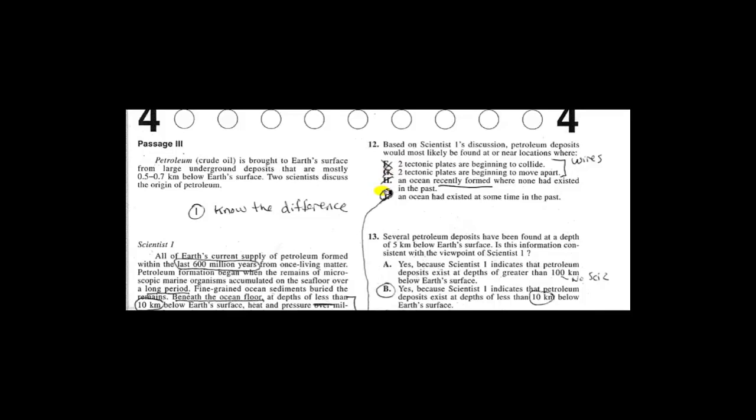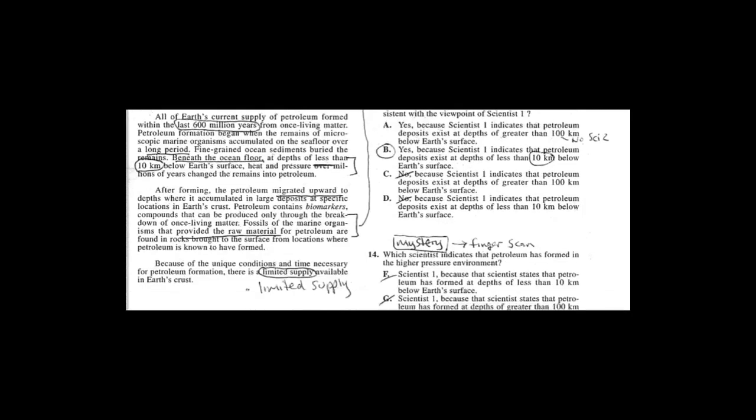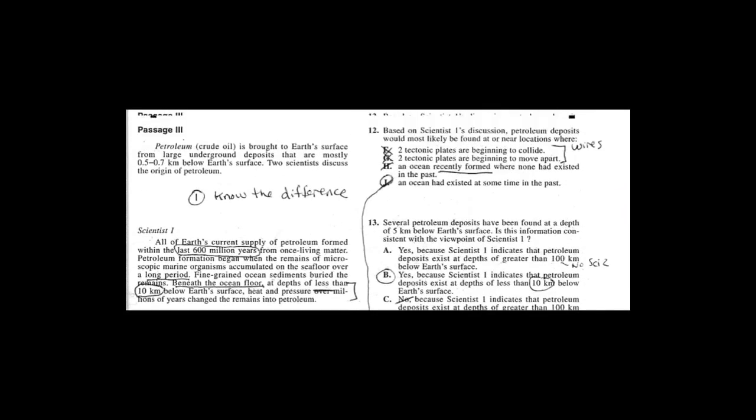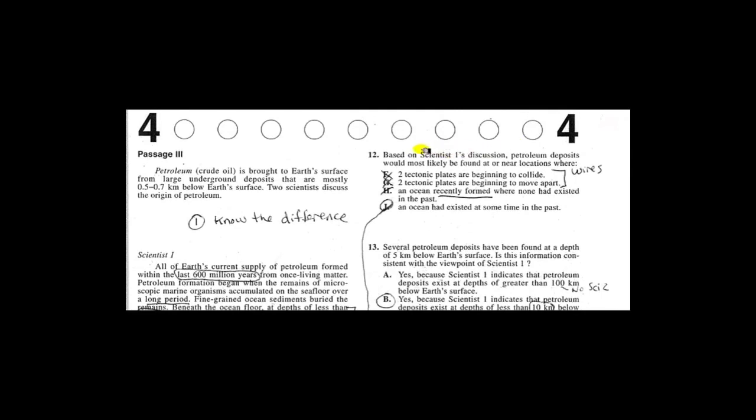We're left with answer choice J, which says an ocean had existed at some time in the past. Well, what is the raw material of petroleum according to Scientist 1? Raw material right here says it is fossils of marine organisms. So if there are marine organisms and they're fossils, that means a long time ago there must have been some type of an ocean there. So that would be the correct answer, and it is located in Scientist 1. Remember, if you're asked about Scientist 1, chances are they're going to give you some wires crossed stuff from Scientist 2. 12, once again, is J.